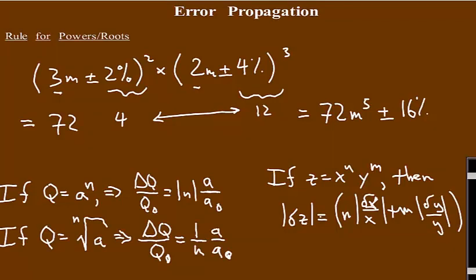It's right here. Okay. Notice that when you're taking a root, you're going to end up dividing rather than multiplying by that power. So if it were a square root, you would divide the fractional error by 2, right? A cube root, divide the fractional error by 3. Excuse me, the percent error. And that, ladies and gentlemen, is error propagation in a nutshell.